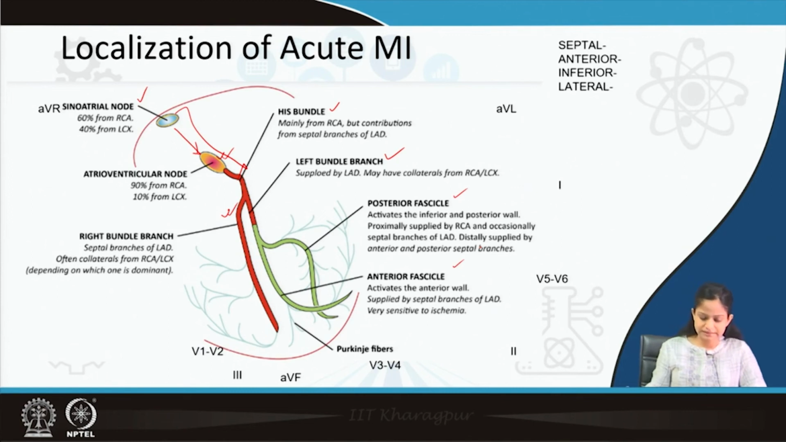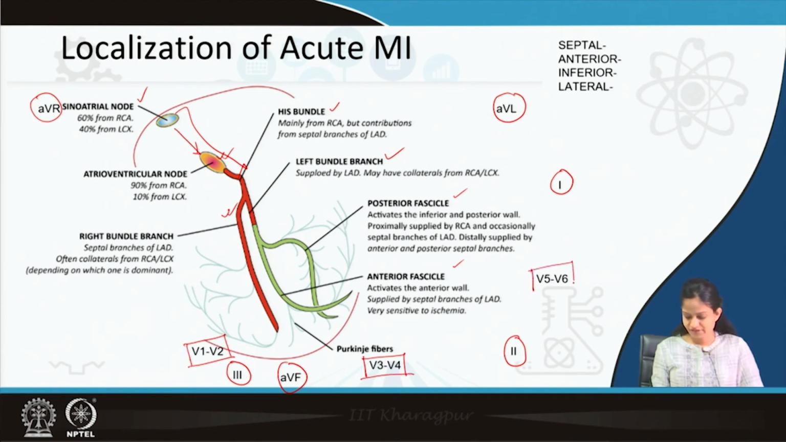So, if we just see the leads over here, the hexaxial system, this is lead 1, this is lead 2, this is lead 3, then we have AVL, AVF, AVR, then we have the chest leads, that is V1, V2, V3, V4, V5, V6. So, what are the locations these leads are giving? Septal is definitely V1 and V2.